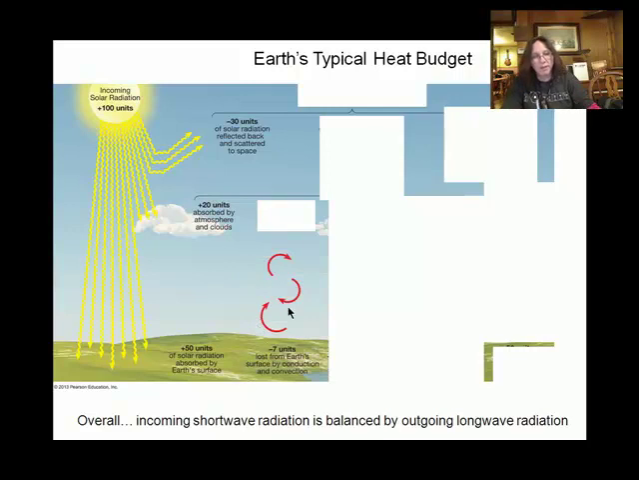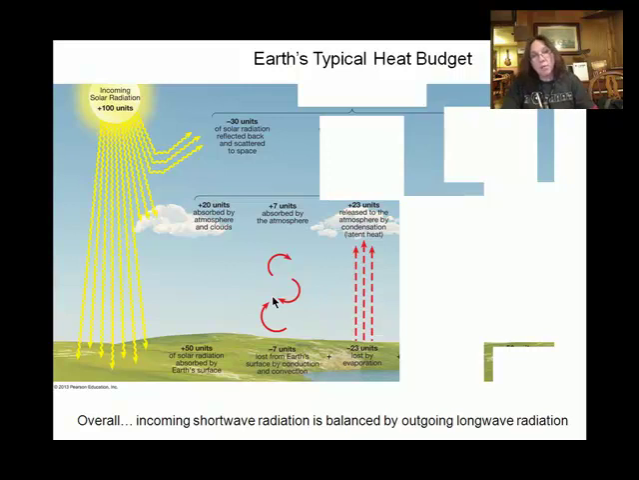And we talked about convection. Convection is blobs of air relocating. And this is showing you that 7 units of thermal energy associated with the geosphere get relocated to the atmosphere. Okay, that's kind of cool, convection.